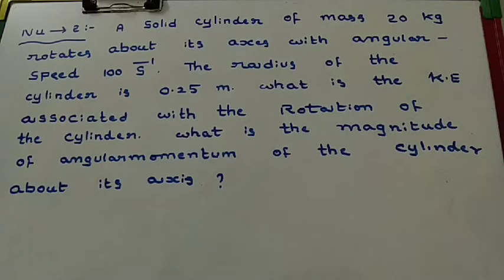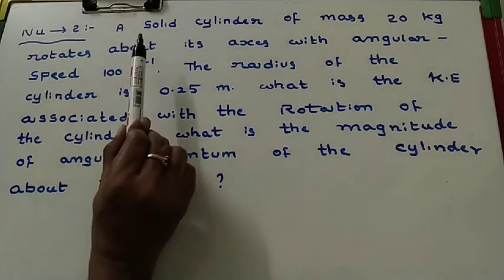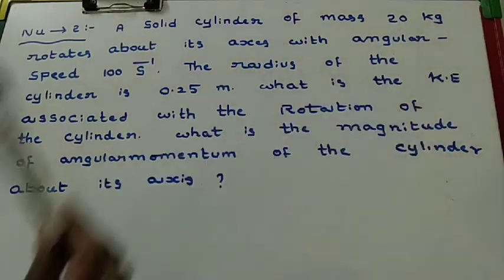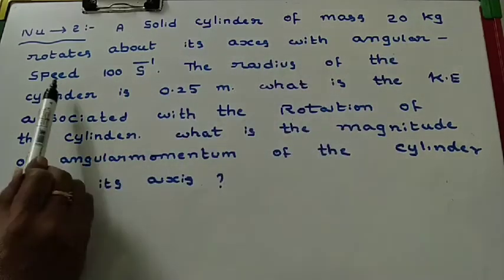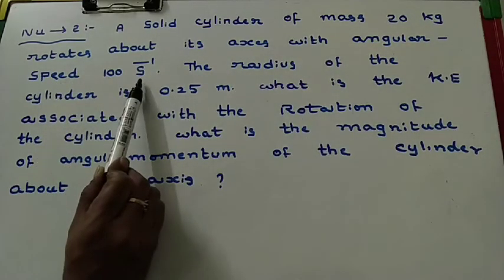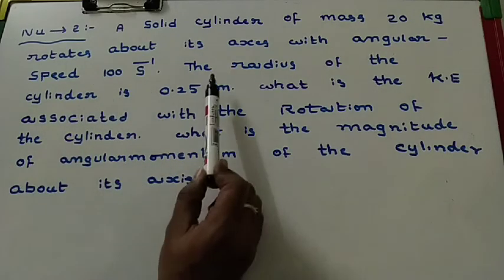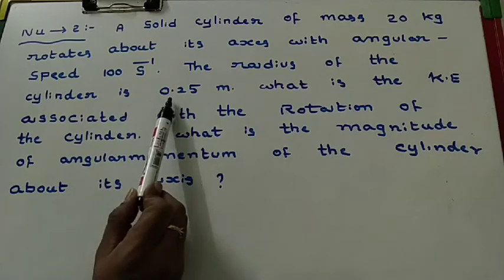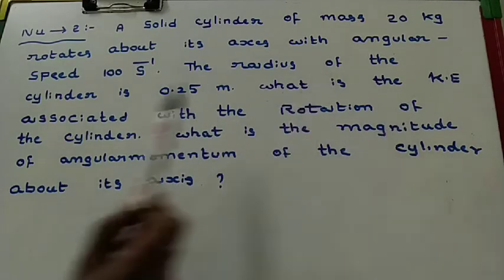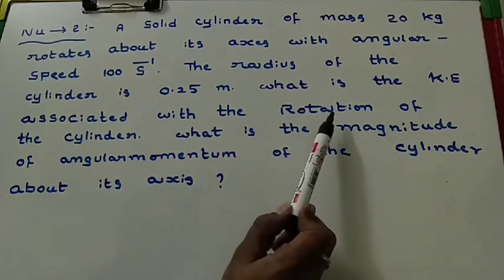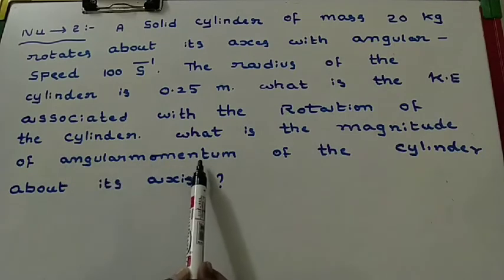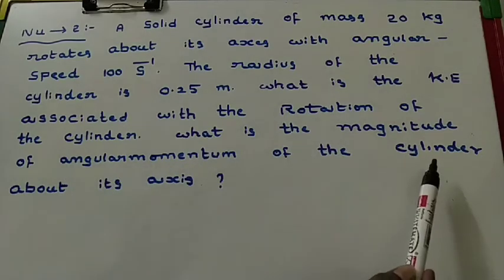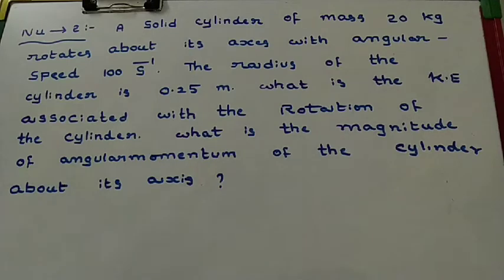Now we are going to discuss numerical number 2. A solid cylinder of mass 20 kg rotates about its axis with angular speed 100 second to the power of -1. The radius of the cylinder is 0.25 meter. What is the kinetic energy associated with the rotation of the cylinder? What is the magnitude of angular momentum of the cylinder about its axis? This is the question.